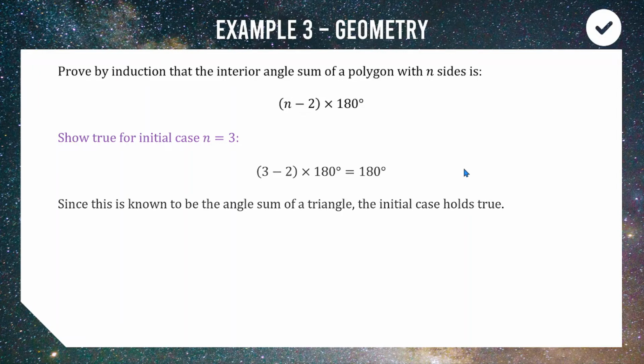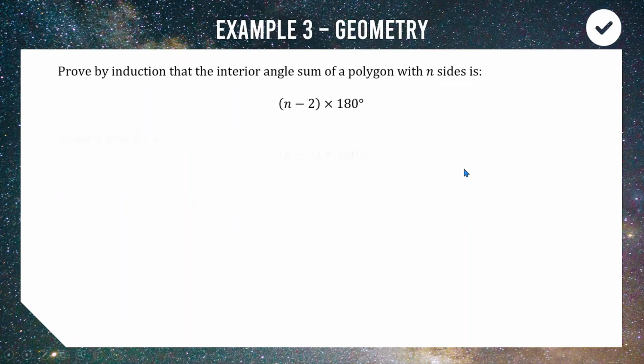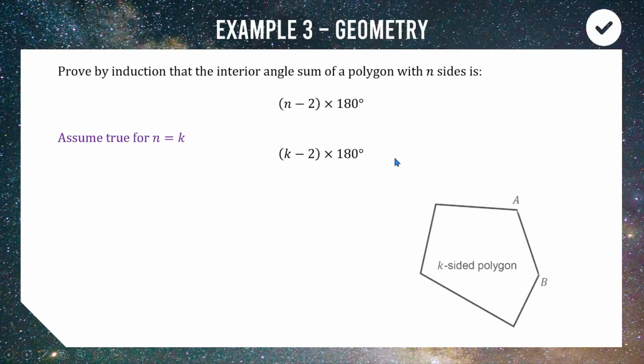All right, beautiful. Now we're going to assume that if we had a k-sided polygon, the angle sum would be k minus 2 times 180. Okay, right here is my k-sided polygon. It looks like a 5-sided polygon, but it's actually not. It's got k sides, so that's really embarrassing for you. All right, we're going to use this diagram to add on an extra side and then show that the assumption can help us prove it true for k plus 1.